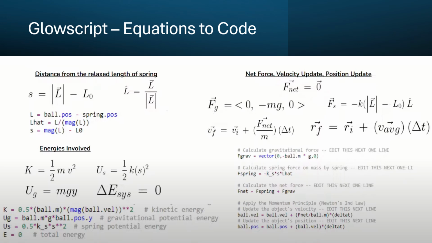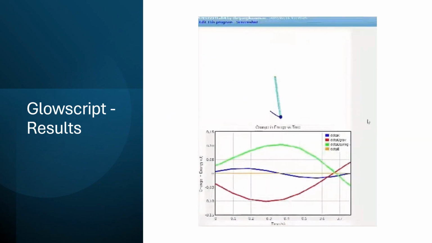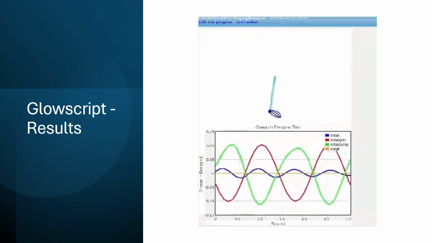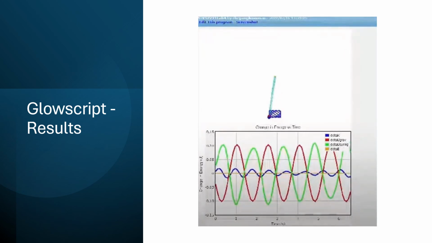Equations for this lab are the distance from the relaxed spring, energies involved, and net force, velocity update, and position update. Below are the equations, and at the bottom is the necessary code needed for those equations. This slide includes all the code and some of the formulas used. The video shows the results of the code, and it is meant to mimic the oscillation of the original video.